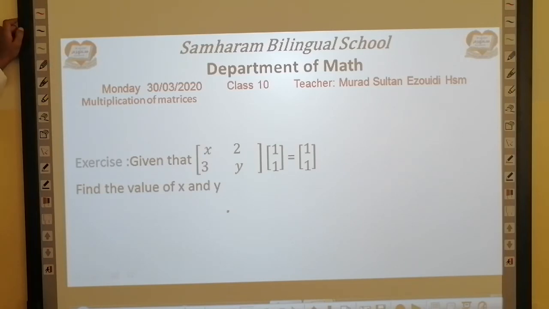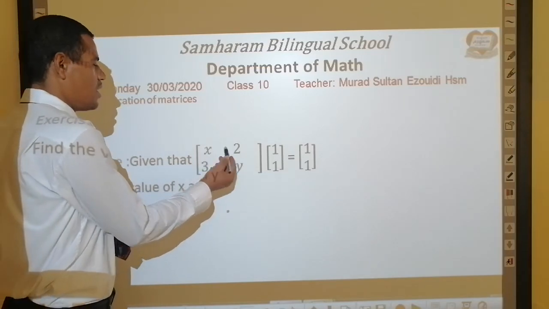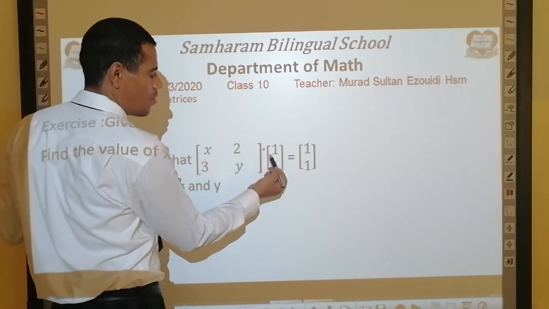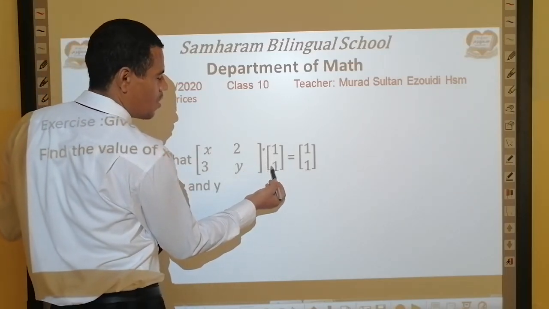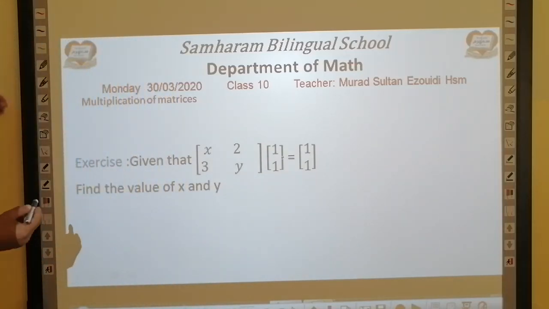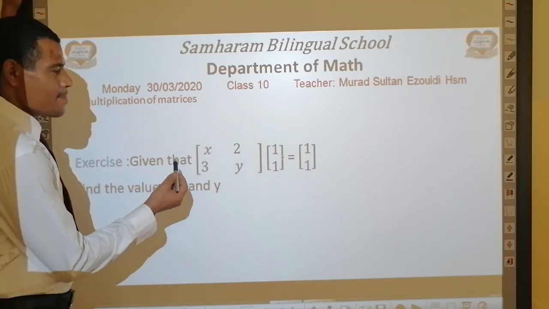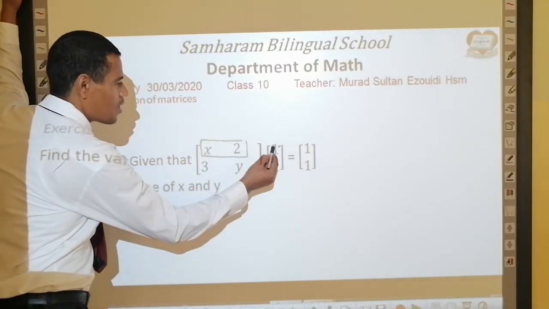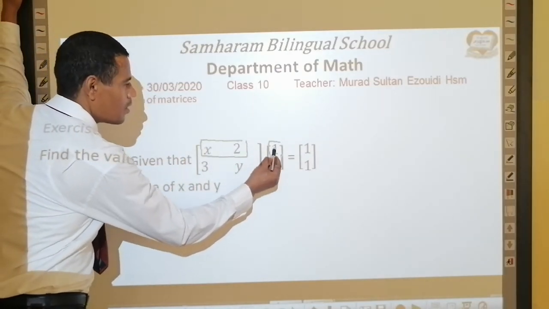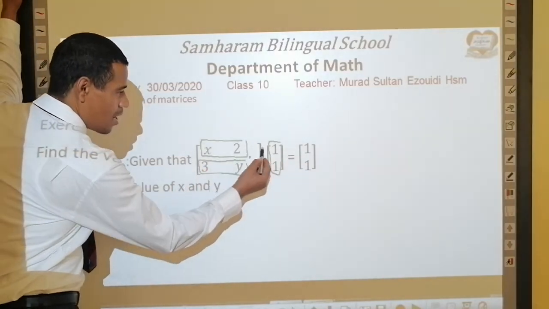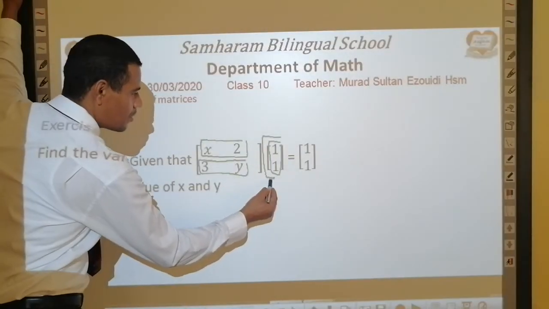Okay, now exercise. Given a square matrix multiplied by a matrix with an order of 2 rows by 1. The question is to find the value of x. How can you do this? Yes. You should multiply the first row by the first column. Then you should multiply the second row by the first column. You'll find the answer.